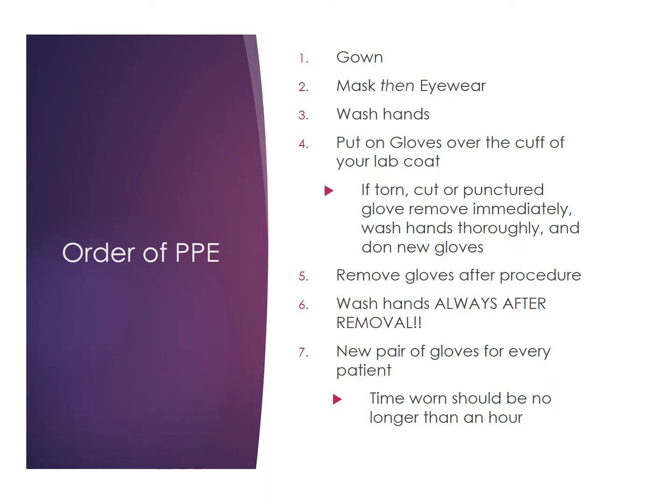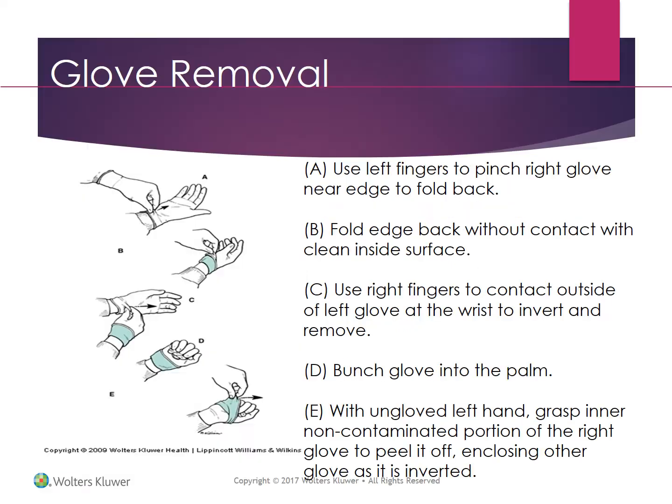All right, order of our PPE: gown, mask, then eyewear, wash hands, put on gloves over the cuff of your lab jacket. If they're torn or punctured, take them off, wash your hands, and put on new gloves. Remove gloves after the procedure. Hand wash always after removal. Then place a new pair on for the next patient. I think we've beat that down enough. Okay, here's the picture of how to take off gloves properly.